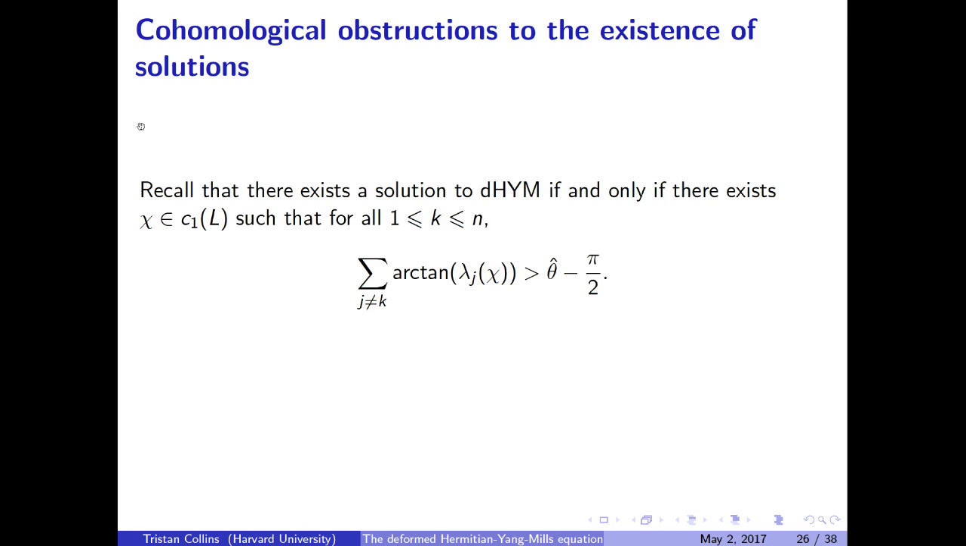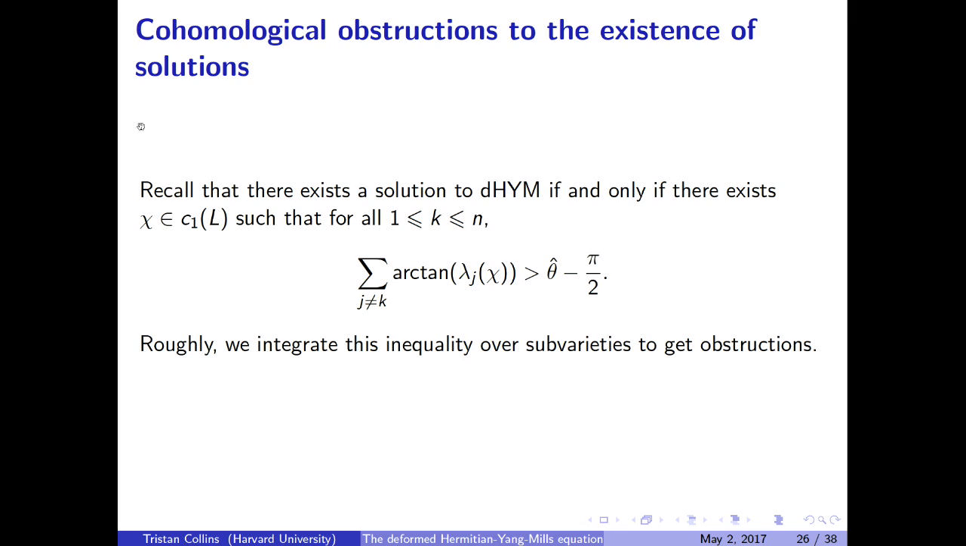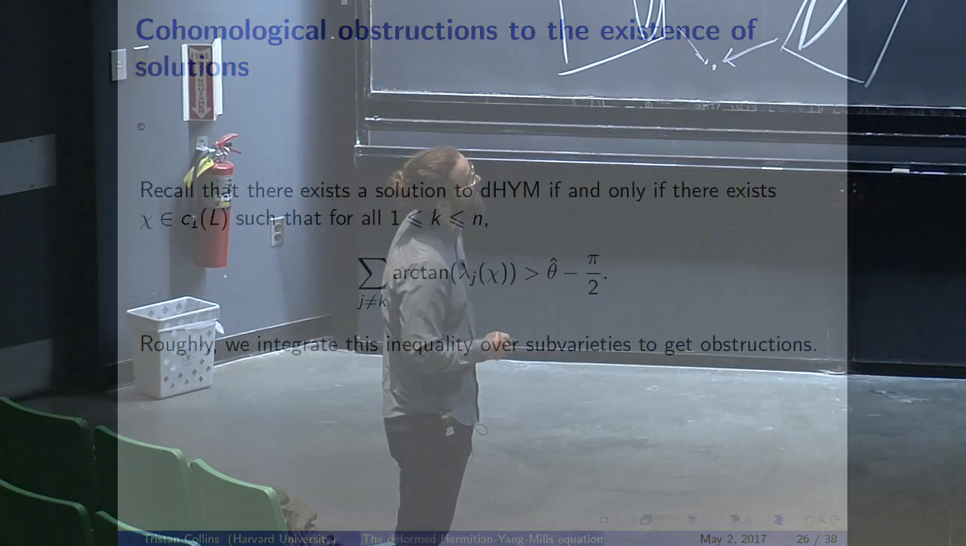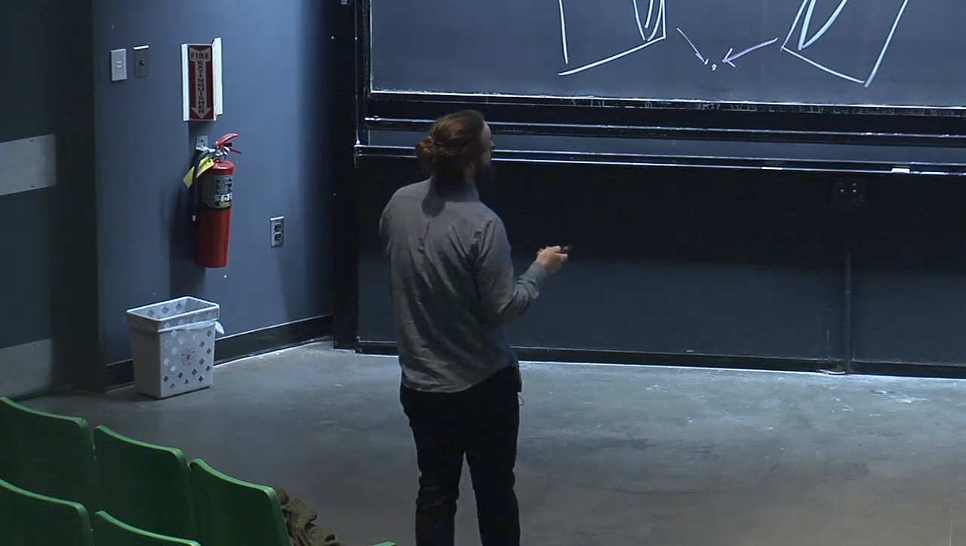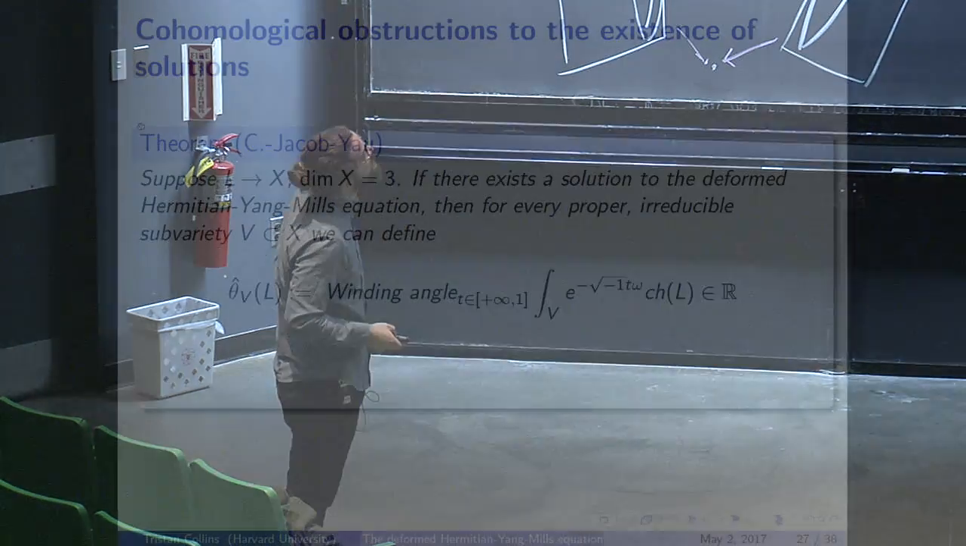OK, so how do we produce cohomological obstructions to this equation? Well, there's a natural way to do that. You take this subsolution condition, which we know has to be satisfied, and we know is equivalent, actually, to the existence of a solution. And then we're roughly just going to integrate it over subvarieties. So if you think about how you get obstructions for a class being a Kähler class, you do the same thing. You say, well, if my class is a Kähler class, it has a positive form, I can integrate its powers over subvarieties, and that has to give me positive numbers. OK, so that's the sort of model. So we can do that, and this is the obstruction that we get.